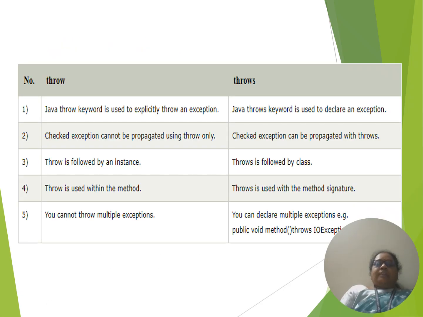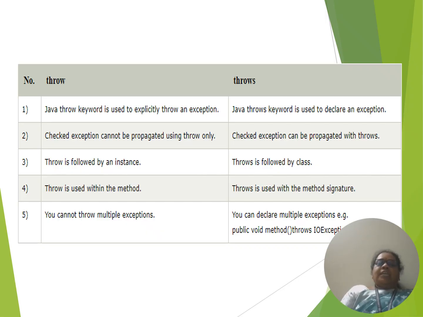So, the difference between throw and throws. Both throw the exception only, but we have to know the differences. In Java, the throw keyword is used to explicitly throw an exception. The throws keyword is used to declare the exception. So by using the throw keyword, we can explicitly give the exception, while the throws keyword declares the exception.